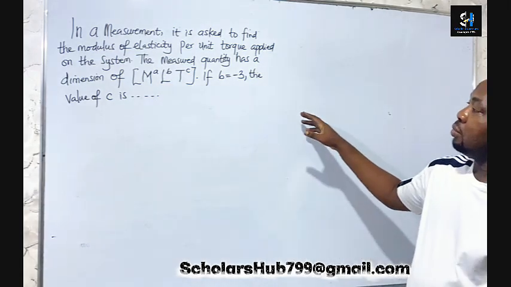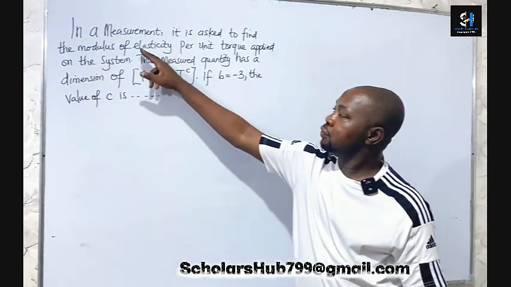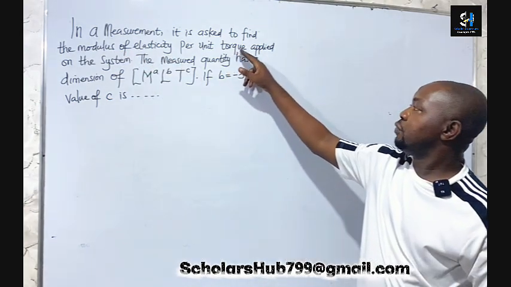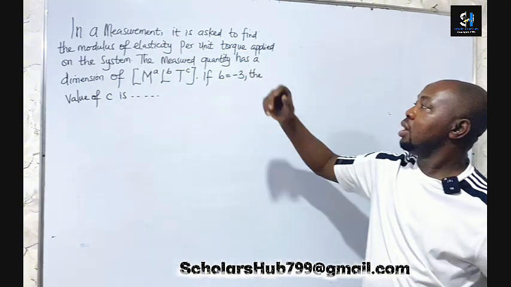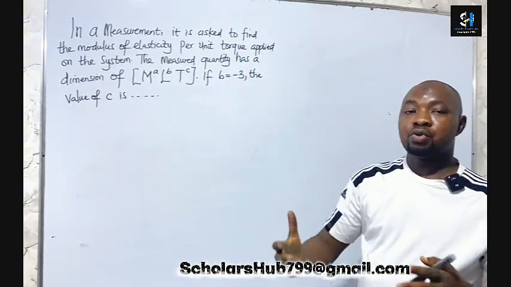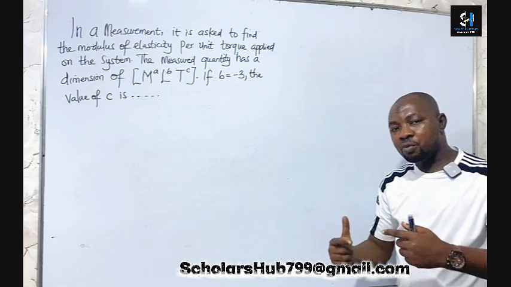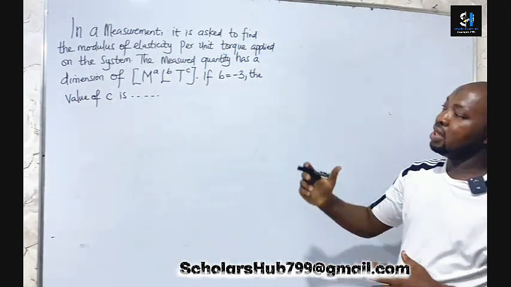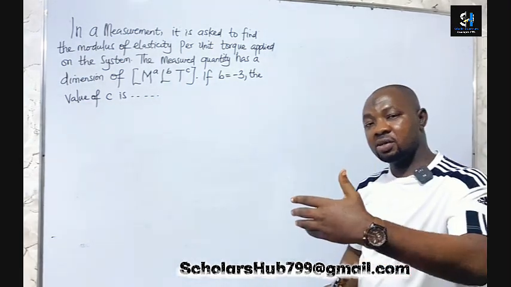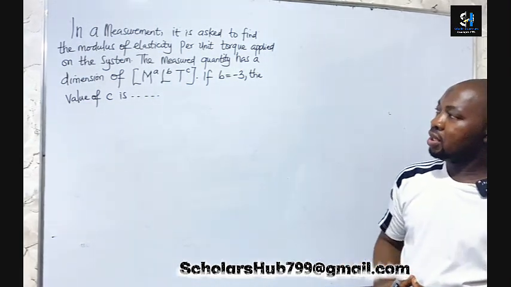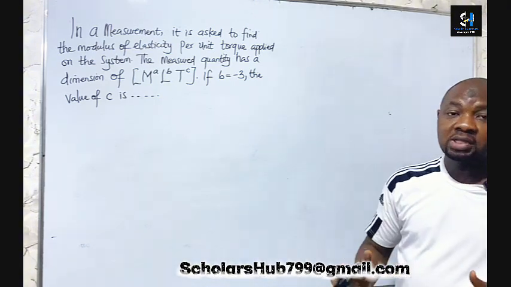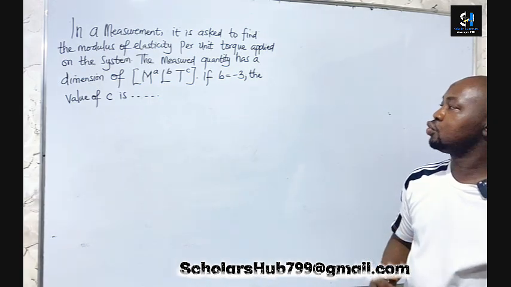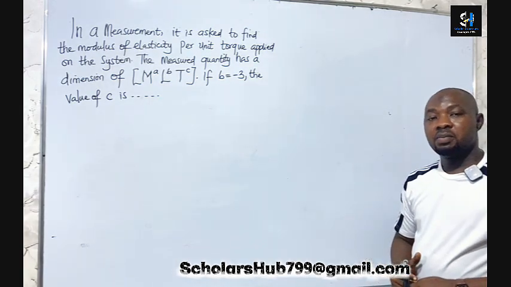To be able to solve this question, I'm going to write the dimension for modulus of elasticity and the dimension for torque. Torque can be measured as the product of force and the arm of a couple. Modulus of elasticity can be expressed as stress per unit strain, and its unit is Newton per square meter, that is, 1 Pascal equals 1 Newton per square meter.